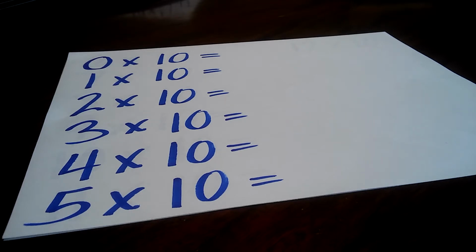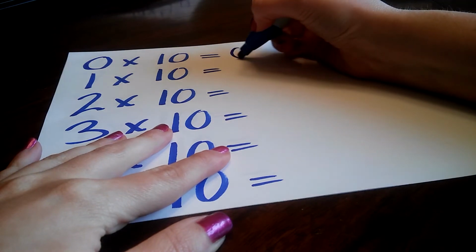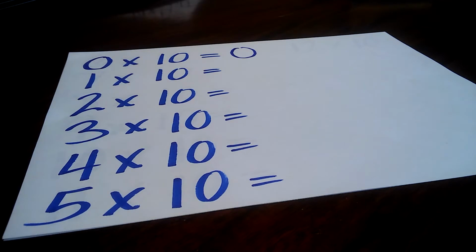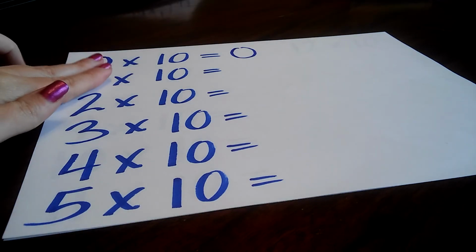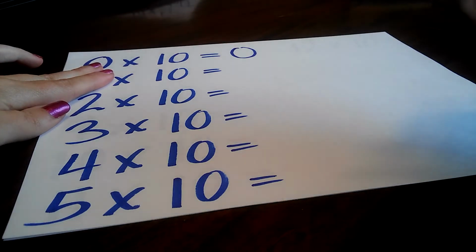Again, anytime you multiply by 0, the answer is always going to be 0. 1 times 10. Whenever you multiply by 1, you're going to look at the other number. So 1 times 10 is 10.